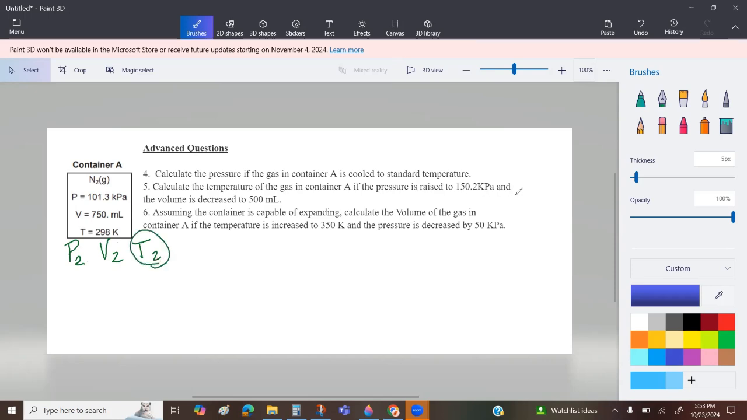If the pressure is raised to 150.2 kPa is my second pressure. My volume is 500 milliliters. It looks like my pressure went up and my volume went down. So I'm expecting that my temperature, I don't know what my temperature would do under those circumstances. I made too many changes at once. All right, so I'm going to go ahead and write my formula because that's what I should always do.